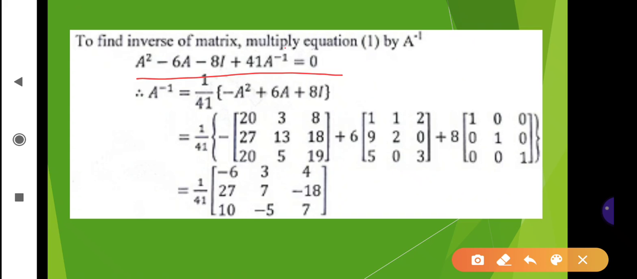Now rearrange this equation for A inverse. We will get A inverse is equal to 1 upon 41 in bracket minus A square plus 6A plus 8I. 1 upon 41 as it is, in the curly bracket put the value of minus A square, matrix A square already found, then plus 6 times A matrix, which is the given matrix, plus 8 times the I matrix, that is the identity matrix, and just simplify these 3 matrices. We will get the final answer, that is 1 upon 41 into the bracket minus 6 3 4, 27 7 minus 18, 10 minus 5 7. This is the value of A inverse by using Cayley-Hamilton theorem.